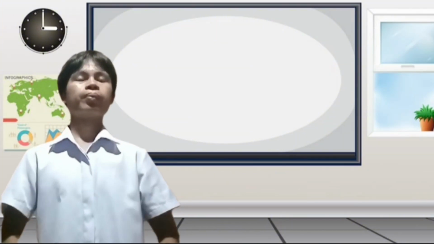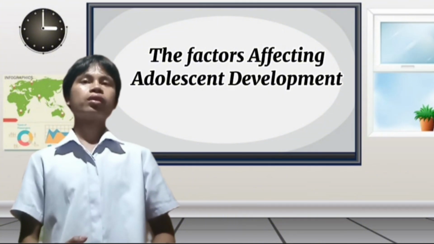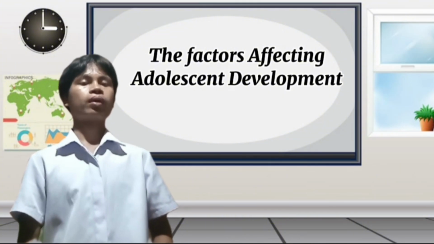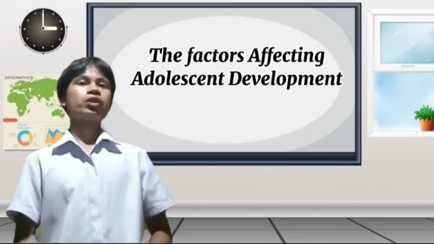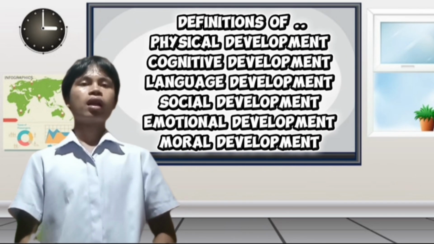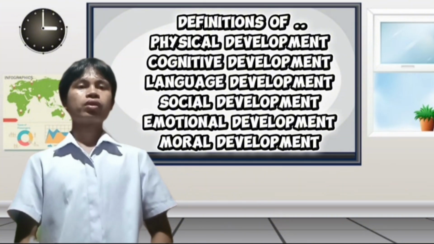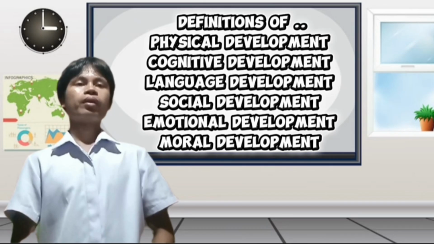Everyone, I'm Ezekiel Matim. Now let's talk about the factors affecting adolescent development. My topic is all about the definitions of physical development, cognitive development, language development, social development, emotional development, and moral development.